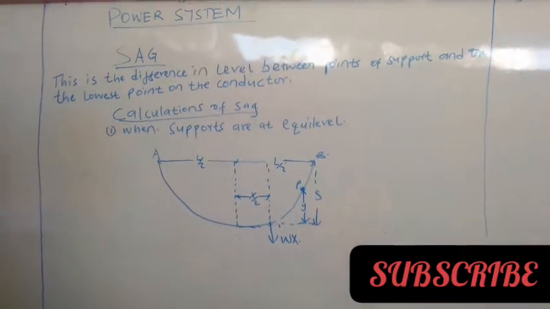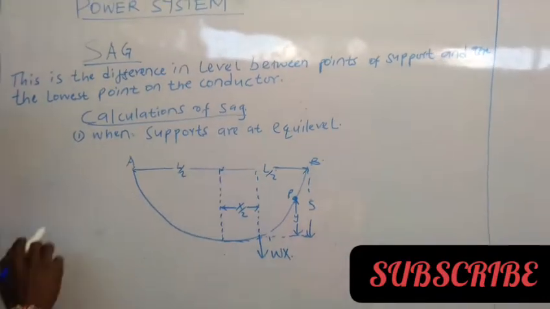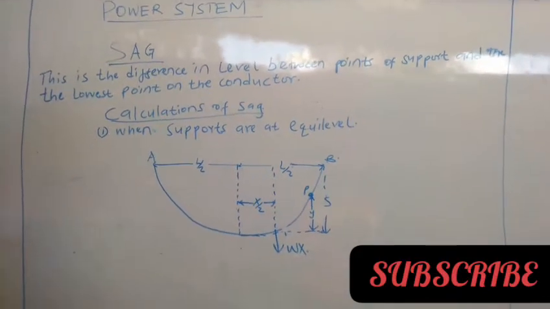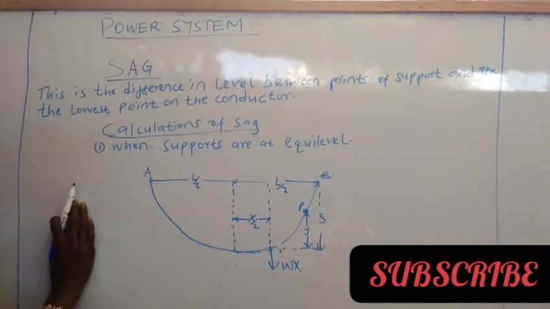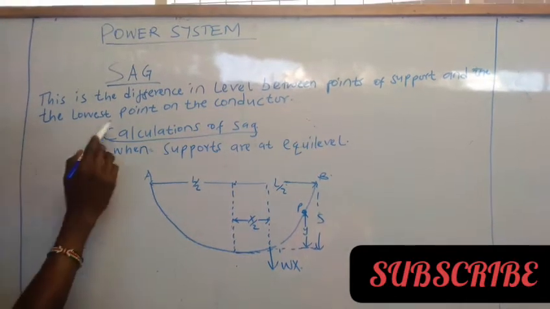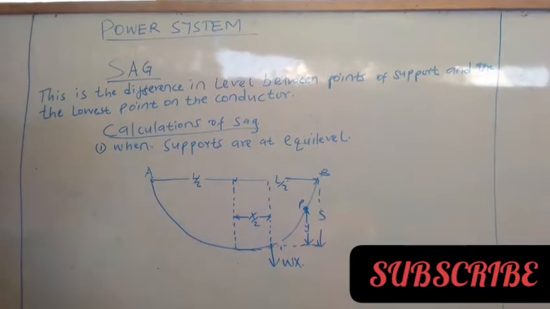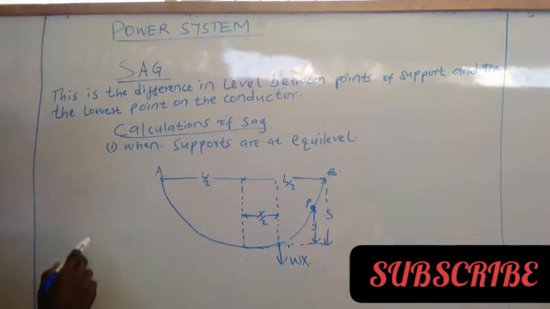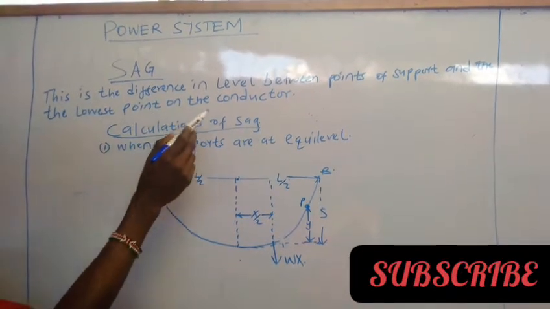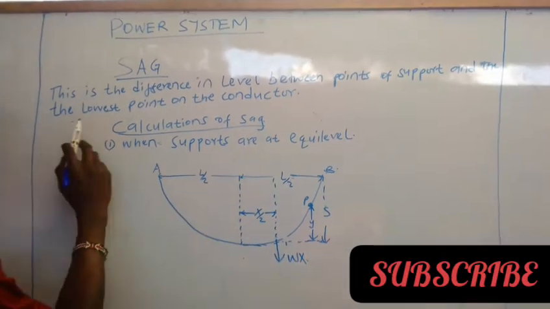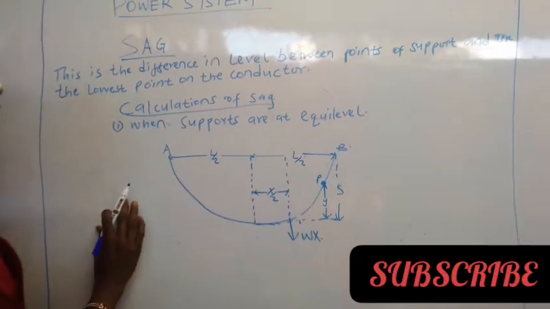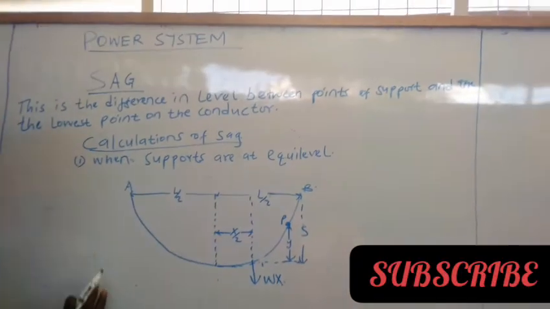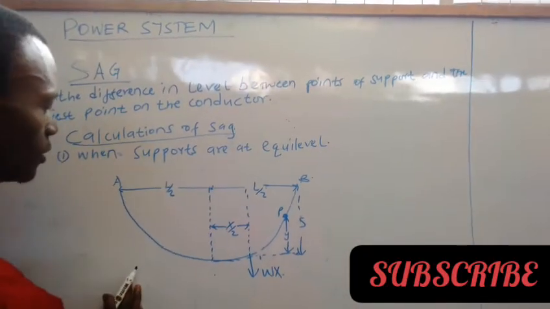From power system, which is sag. So sag is the difference in level between points of support and the lowest point on the conductor. So we have calculations of sag. So we are going directly into calculation.